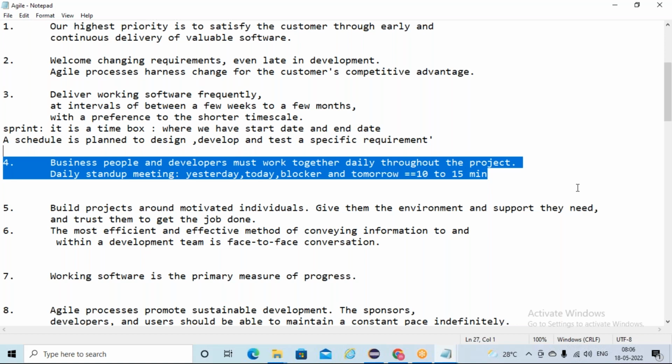So they'll interact there. What they will discuss is, yesterday we have taken some task. What is the progress on that? Is it done, not yet done, or yet to be done? So what you have done yesterday, what you are going to do today, and tomorrow, and are there any blockers that you are facing? Please explain in that meeting so that the team can help you sort out the things.